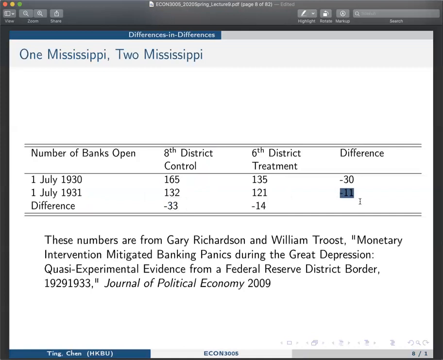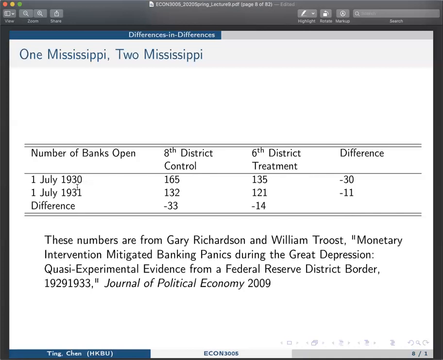So let me rephrase the question: does this minus 11 reflect the effect of the treatment, meaning the central bank lending money to the banks in crisis? No, because, again, this is not a perfect experiment. We didn't do randomization before the crisis, so there is some pre-treatment difference between the two districts.